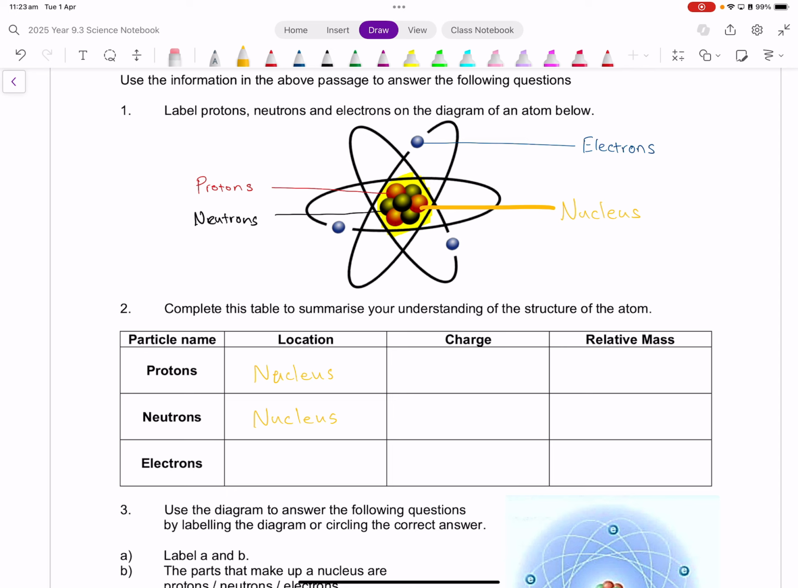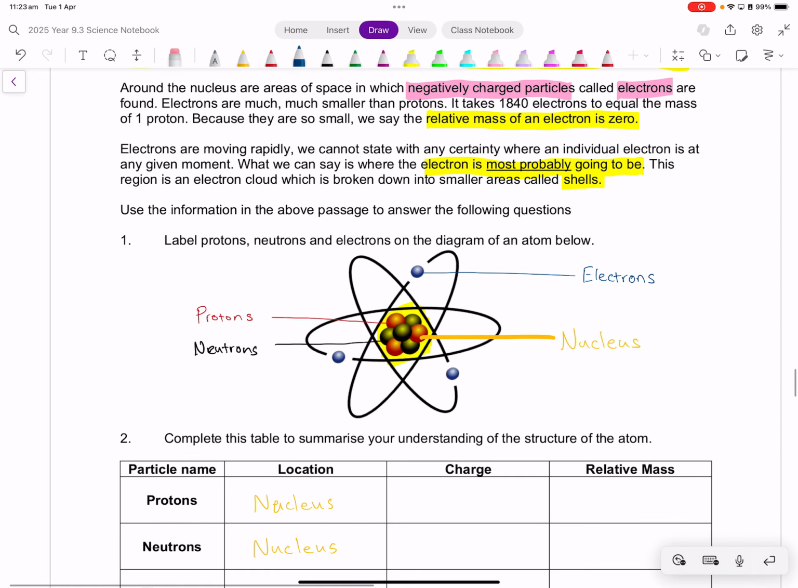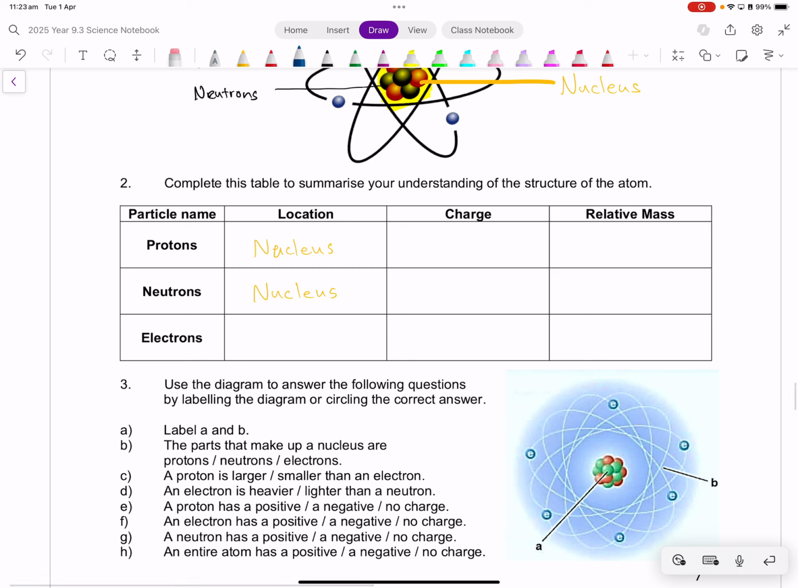Okay? So, number 1, I've done electrons in blue, so I'll do the same thing here. Electrons, if we go back to our passage, we don't really know where they are at any given moment. However, we know where they're going to be roughly. And so, electrons are orbiting the nucleus. Okay? So, orbit the nucleus, full stop, found in shells. Found in shells, full stop.